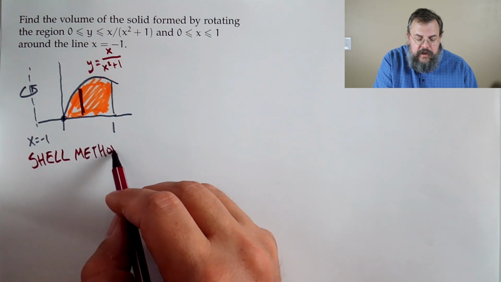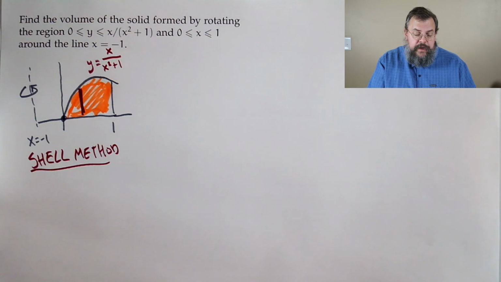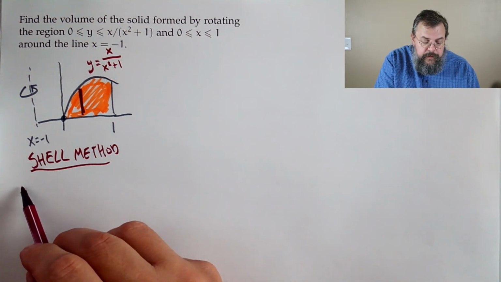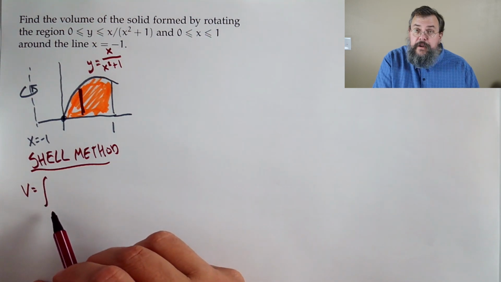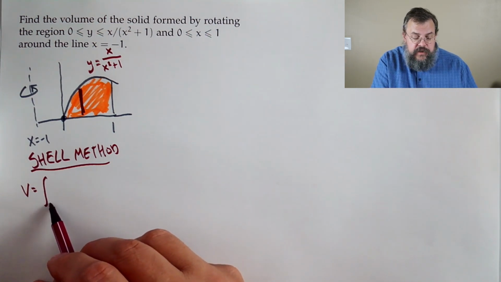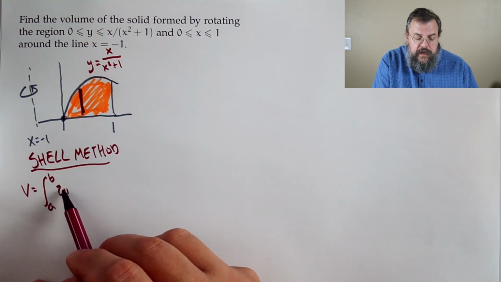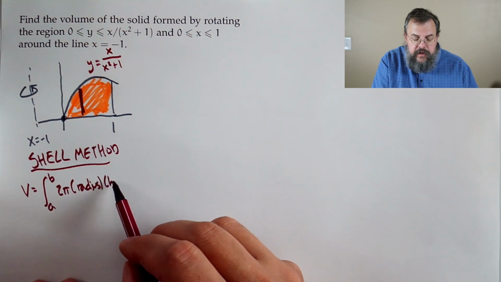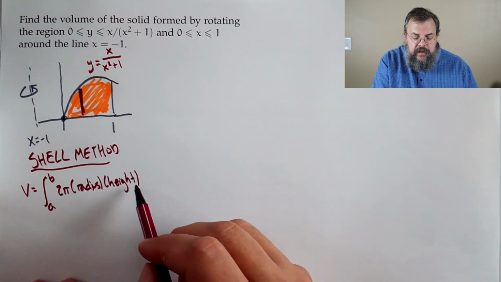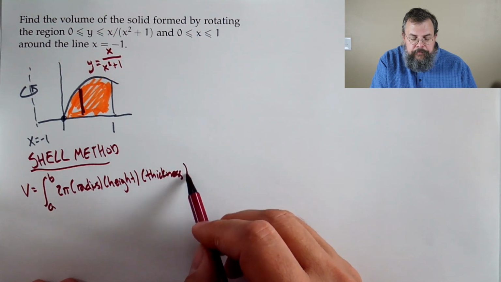All right, good. So let's go through and run our setup here. So our basic formula for the shell volume is the integral, which means we're really adding up from our start to our end, 2 pi, our radius, our height, and our thickness. All right, so there's our shell method.